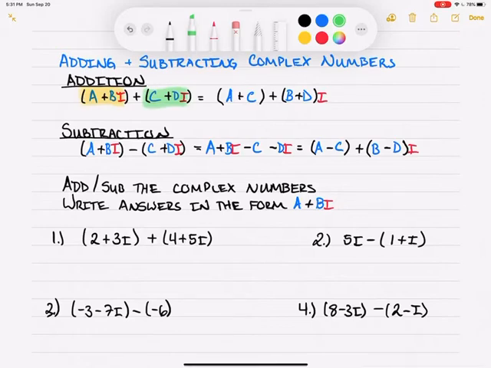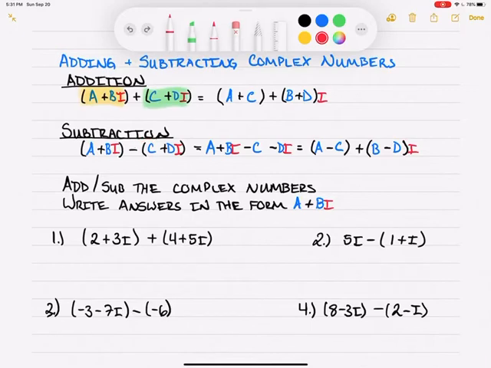If we're subtracting, we need to remember that we have to distribute this subtraction sign. So this would become A plus Bi minus C minus Di. Again, we're going to subtract the first two terms and combine them with the subtraction of the second two terms.